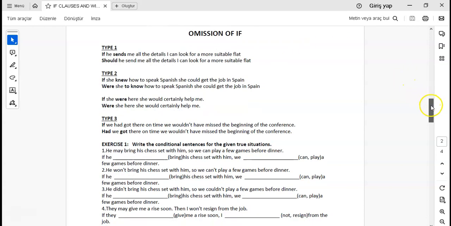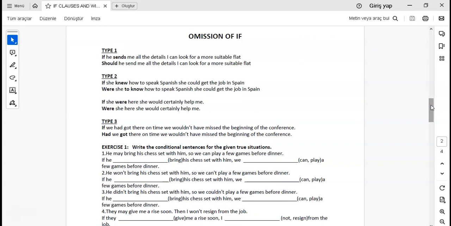We don't need to use if. We can just omit the use of if this way. And in type 1, if you don't want to use if, you can use should instead of if.